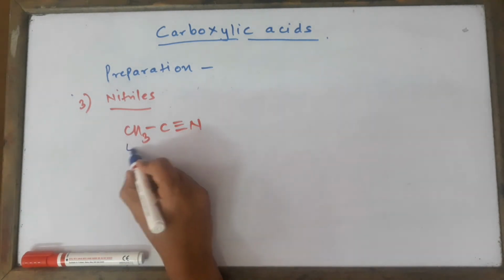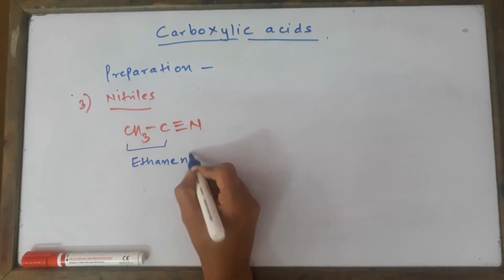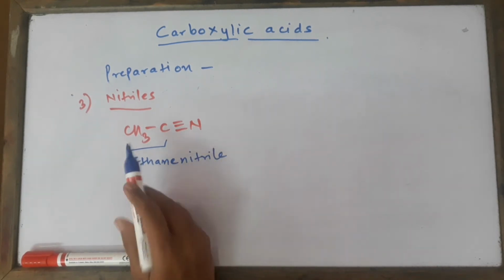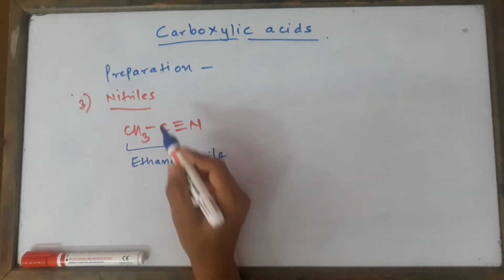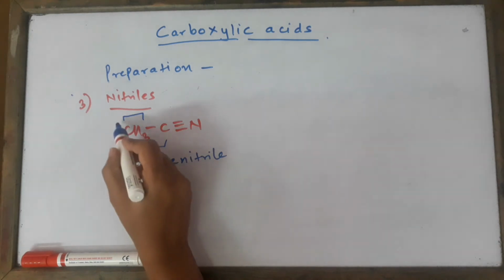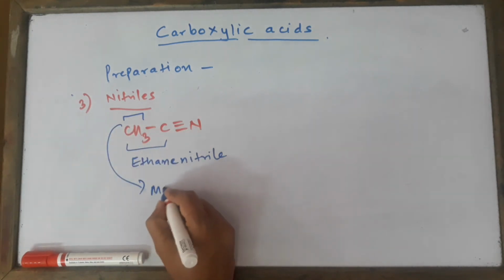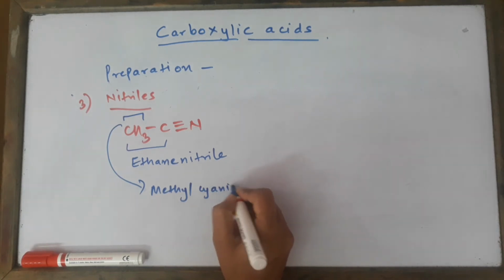Let's understand how to name this. We all know, look at this. 2 carbon containing, so naturally ethane, and then just write nitrile. So simple is this, ethane nitrile. If asked in the exam, we can write its common name, which is methyl cyanide. So this is the common name.